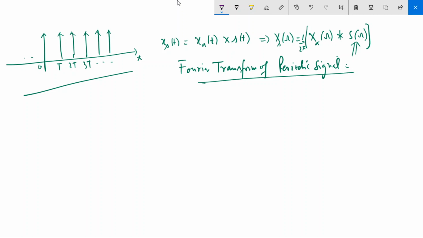How you apply the Fourier transform to periodic signals is like this. Suppose you have a periodic signal x(t). We first write its Fourier series: the sum of a_k e^(j omega_0 k t). This is the Fourier series of the signal.